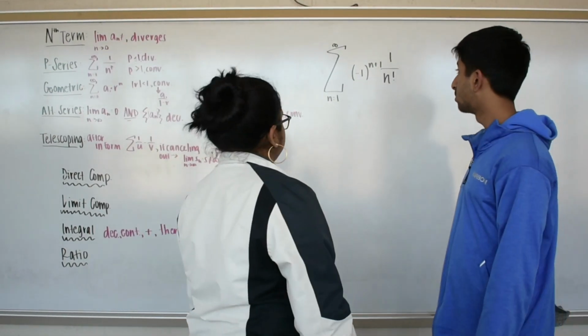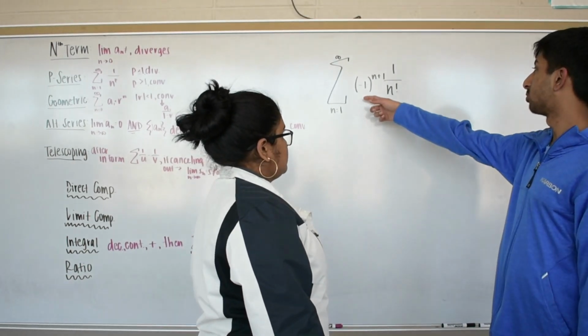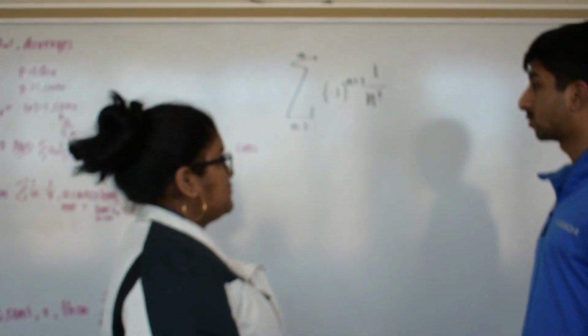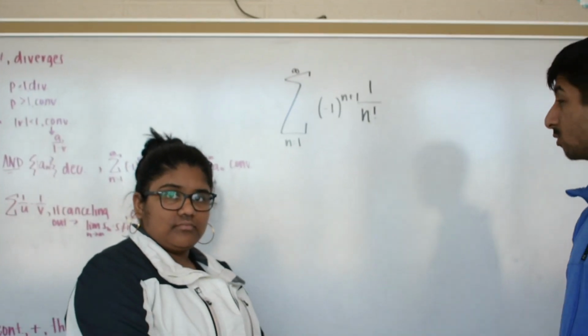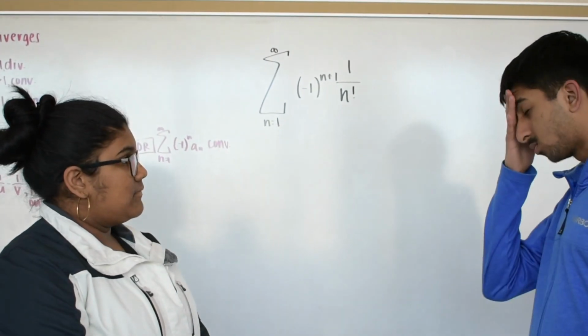Okay, so here we have what is quite clearly an alternating series. You have -1 to the n plus 1 or -1 to the n. And here in this case, it's -1 to the n plus 1. So we're going to try to use the test.